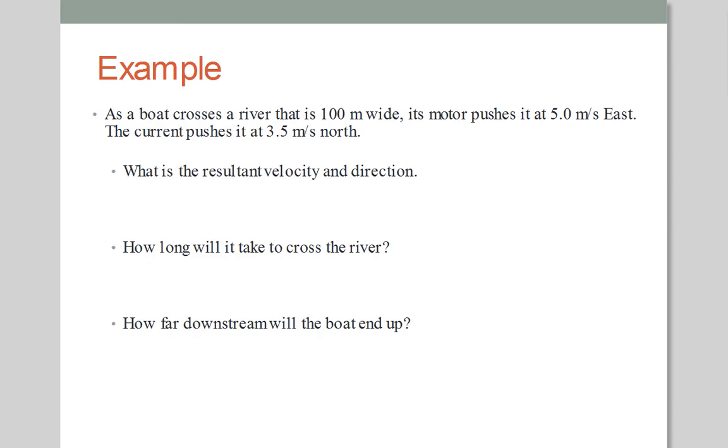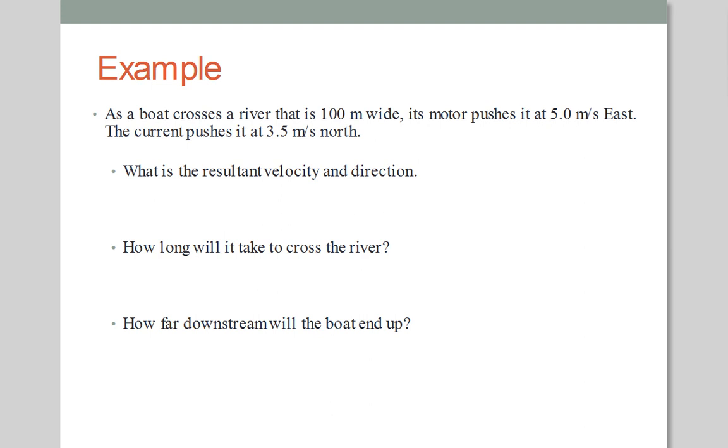All right. As a boat crosses a river that is 100 meters wide, its motor pushes it at 5 meters per second east, and the current pushes it at 3.5 meters per second north. So it's really similar to the picture we were just looking at. It asks us for the resultant velocity and direction, how long it's going to take to cross the river, and then how far downstream the boat will end up.